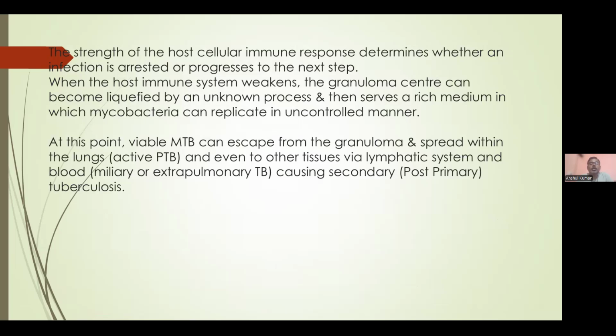So the strength of the host cellular immune response determines whether the infection is arrested or progresses to the next step. When the host immune system weakens, the granuloma center can become liquefied by an unknown process and then serves as a rich medium in which mycobacteria can replicate in an uncontrolled manner. At this point, viable MTB can escape from the granuloma and spread within the lungs, which is also called active pulmonary tuberculosis, and even to other tissues via the lymphatic system and blood. That is called miliary or extrapulmonary TB, causing secondary or post-primary tuberculosis.